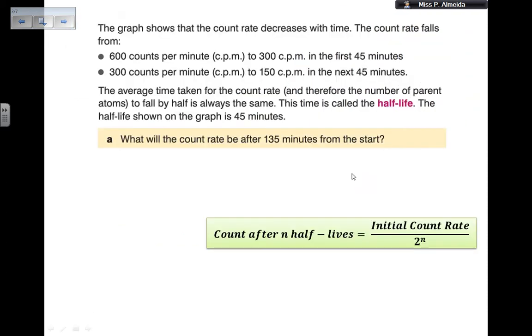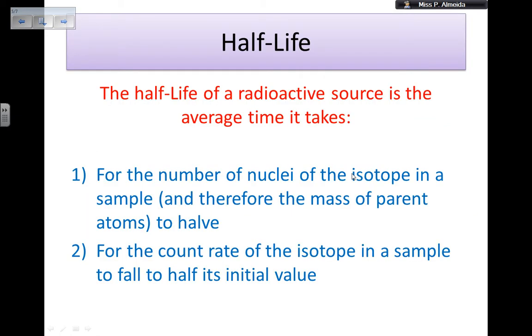So now, oh, let me show you this first. I don't know why I had this the other way around. So now you could probably figure out that the half-life can be defined as the average time it takes for the number of nuclei of the isotope in a sample, and therefore the mass of the atoms, to halve, okay? Or for the count rate of the isotope in a sample to fall to half of its initial value.